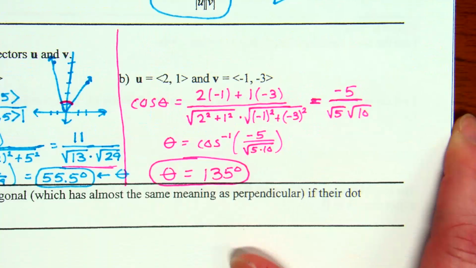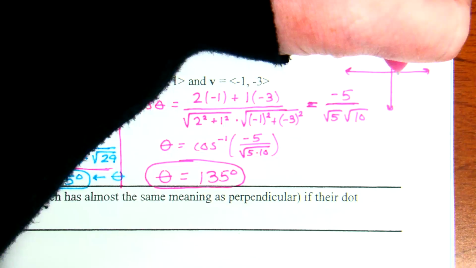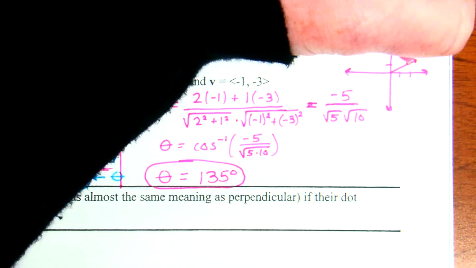A quick visual check. It's not that you have to do a visual check by any means, but again, I'm just trying to show you what this theta, this angle between them, looks like. So if I have vectors 2, 1, which is right 2, up 1, looks something like that. A little farther. And what was my other one? Negative 1, negative 3, which is left 1, down 3.